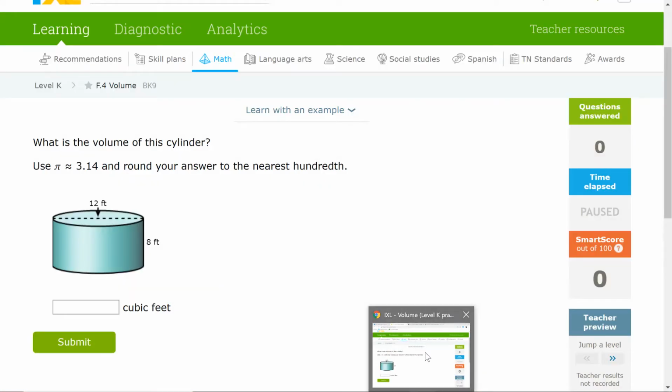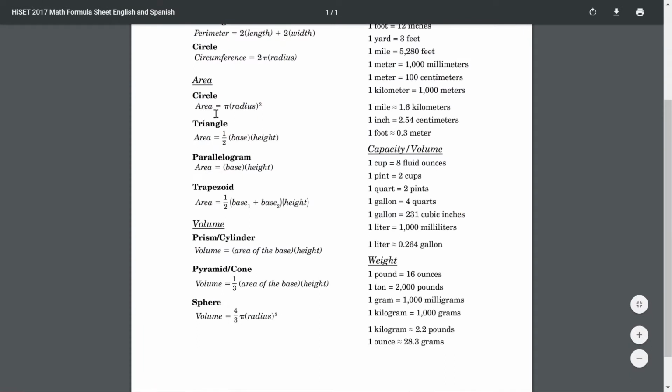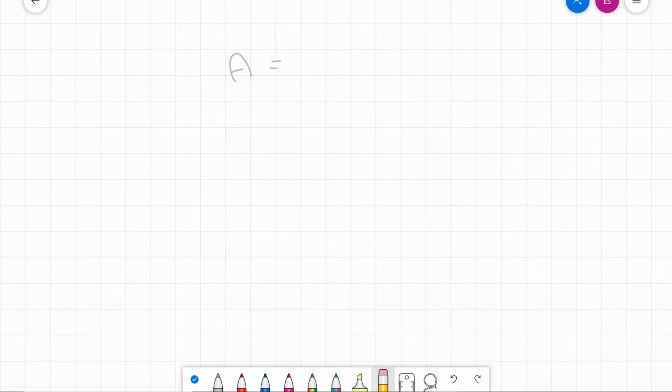So right here, I've got area equals 1/2. Whoa, what am I doing? I'm doing the area of a triangle. Let's go back to the formula sheet and make sure I'm using the correct formula for the area of the base of a circle. Area equals pi times the radius squared. Okay, area equals pi times the radius, which I'll just write as r squared.